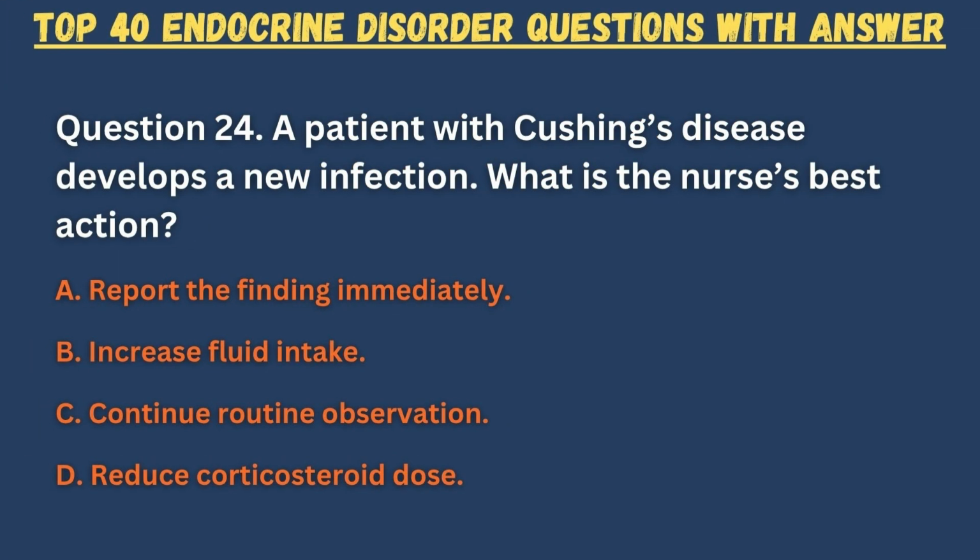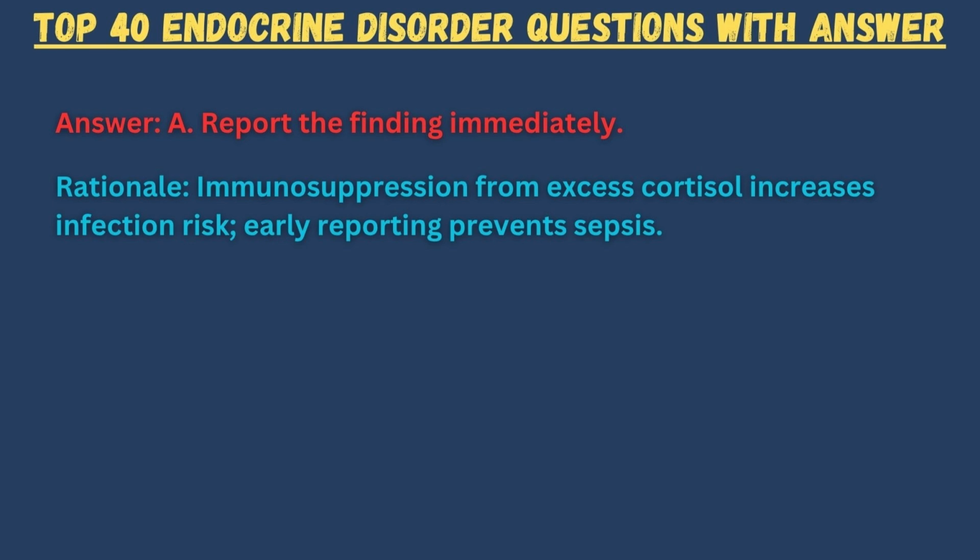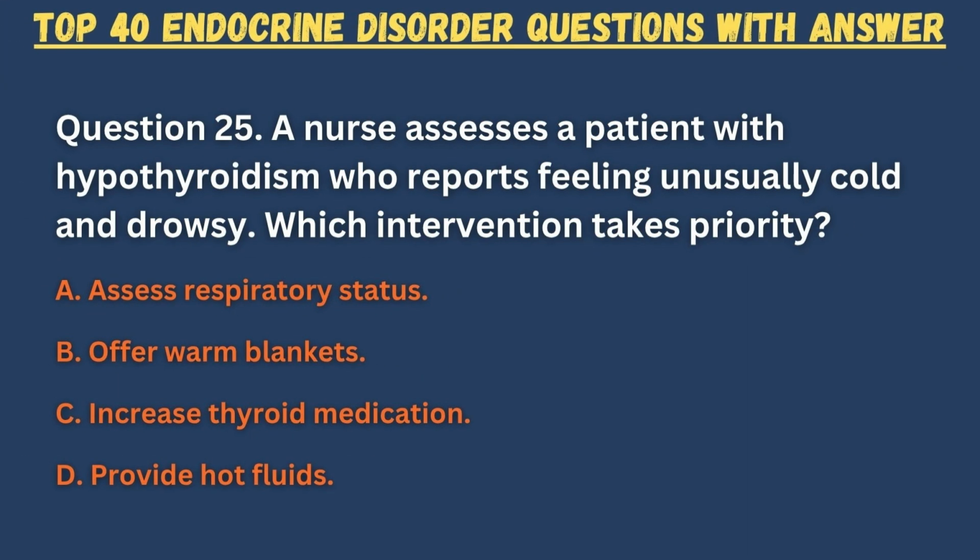Question 24. A patient with Cushing's disease develops a new infection. What is the nurse's best action? A. Report the finding immediately. B. Increase fluid intake. C. Continue routine observation. D. Reduce corticosteroid dose. Answer: A. Report the finding immediately. Rationale: Immunosuppression from excess cortisol increases infection risk. Early reporting prevents sepsis.